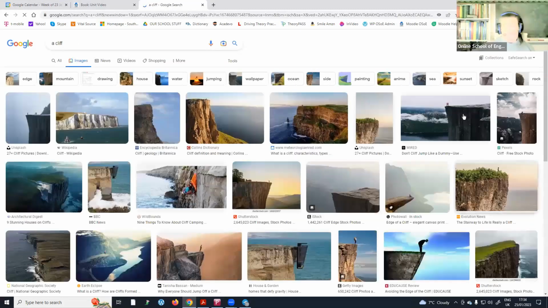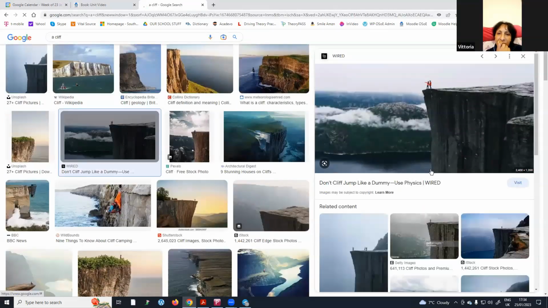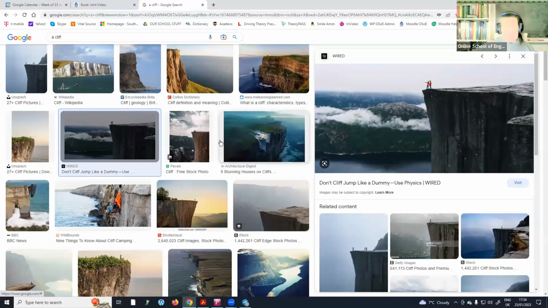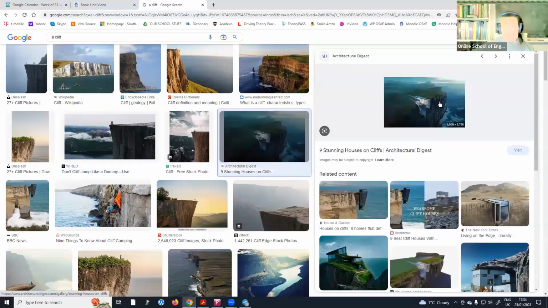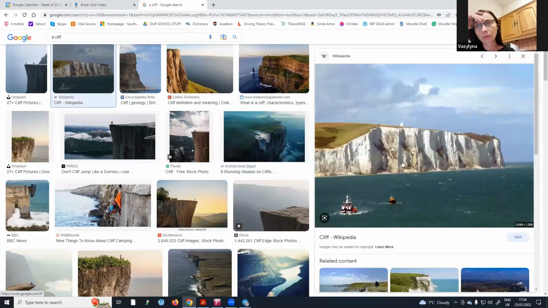Yes, these are the famous cliffs. This is a cliff. You see how the mountain ends very straight, like a wall? Yes, vertical. A cliff.